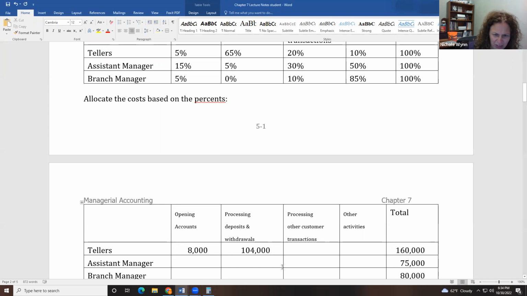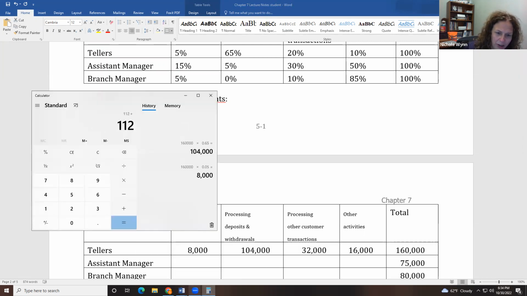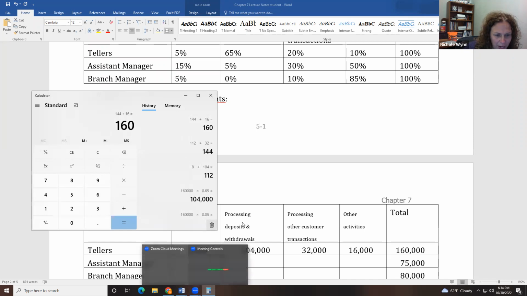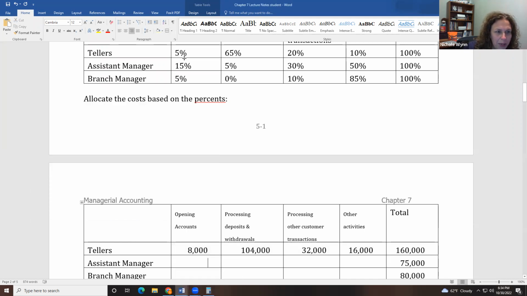20% of 160,000 is 32,000. And this would be 16,000. Now, when I add these four numbers up, they should equal 160,000. So I'm going to check my work real quick and make sure I'm okay. 8, 104, 32, and 16. Yeah, I'm doing good.